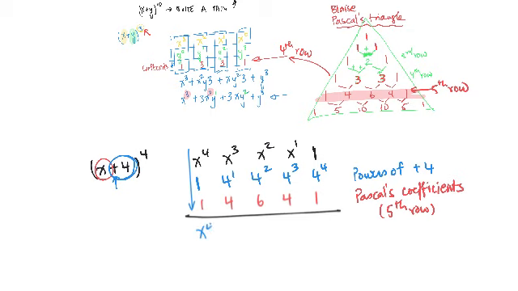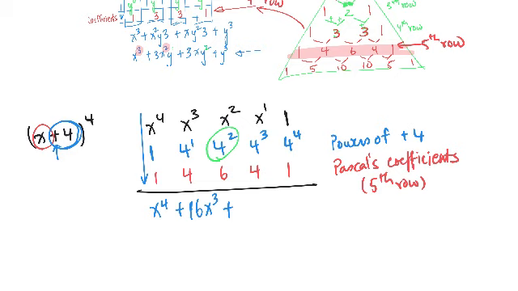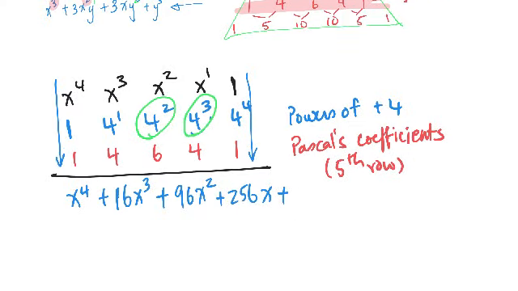x to the 4th plus 4 times 4 is 16x cubed, plus, now we have to be careful because this 4 squared can be written as 16, and we have to do that. So 16 times 6, I believe that's 96, so we would get 96x squared. And now this 4 cubed has to be rewritten as 64. So 64 times 4, I believe that's 256. So we would get 256x plus, in the last piece here, we have 1 times 4 to the 4 times 1. And 4 to the 4 is also 256.